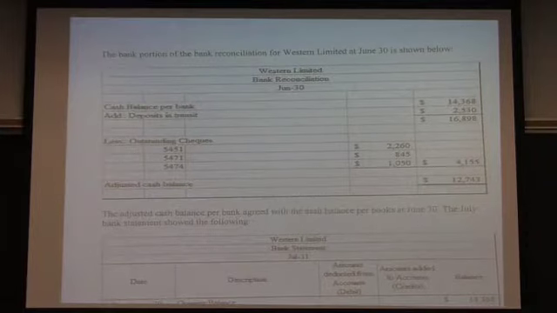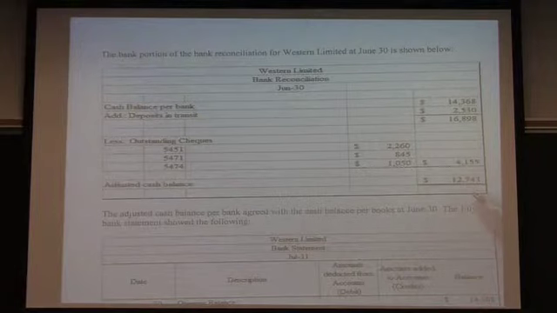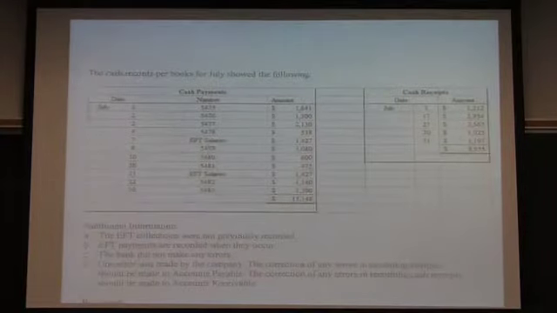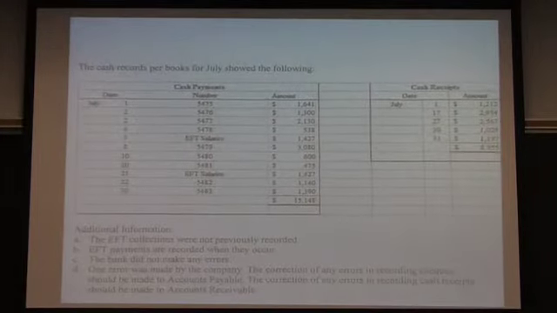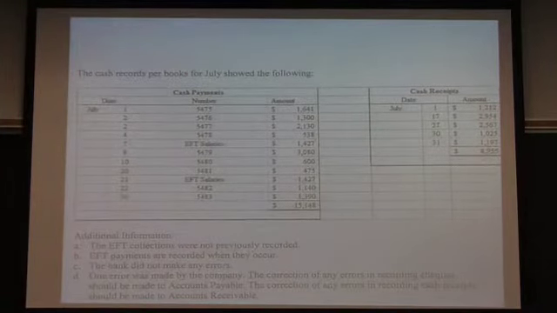Basically they're saying to you that the adjusted cash balance per bank agreed with the cash balance per book at June 30th. The July bank statement showed the following. So this is the balance both from the bank and the book perspective, because they indicated to you that they are the same at that time. So this is the amount of transactions that went through the bank in the month of July. And then they have given you the cash payments that have gone out from a book perspective, and the cash receipts they have recorded in the book regarding the month of July.